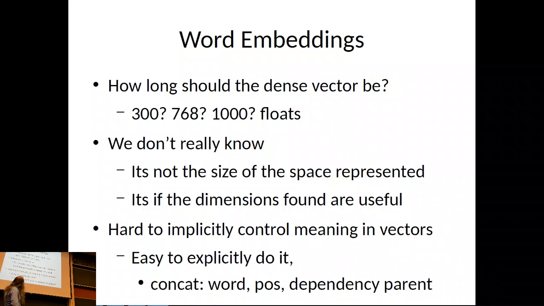So the thing about getting the dimensions which are useful, in some definition of useful, is: does it train better? Does it solve my problems better? That's really what it comes down to. It's pretty hard to implicitly understand what the vectors are. I don't think anybody really does that. There are some people who try to manipulate the space and try to force things into it as part of the training. But it's pretty easy to explicitly do it.